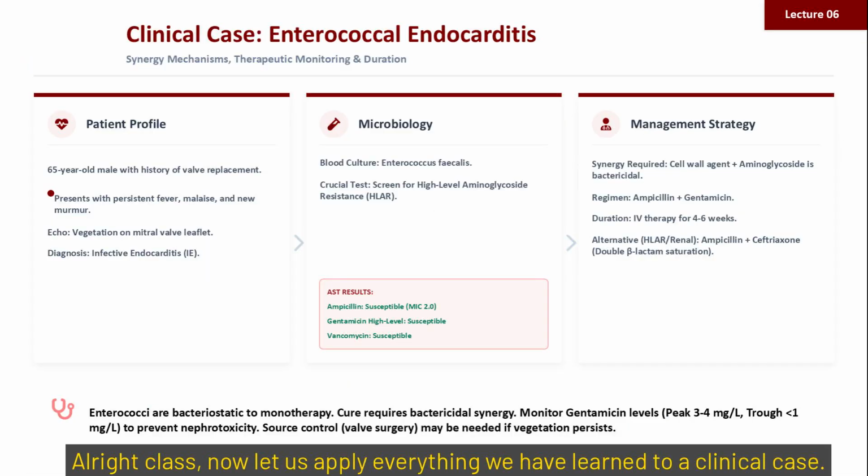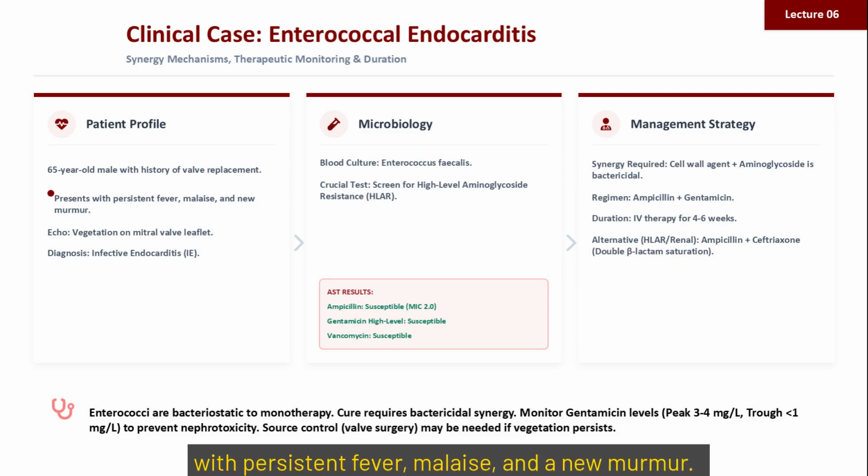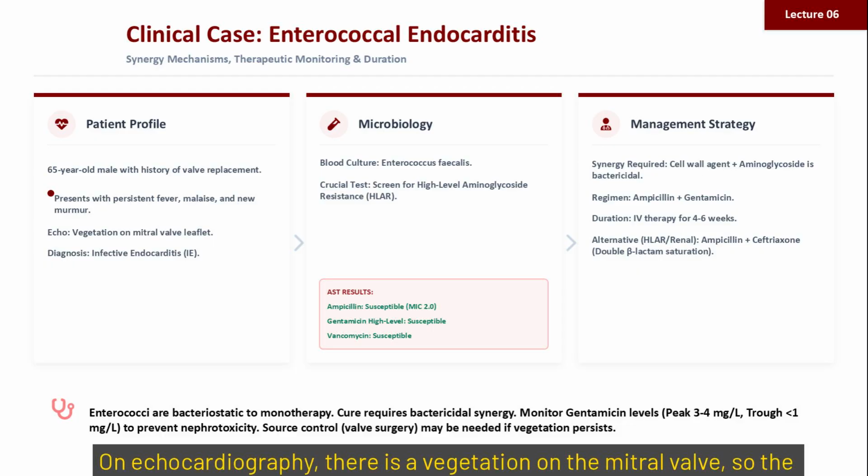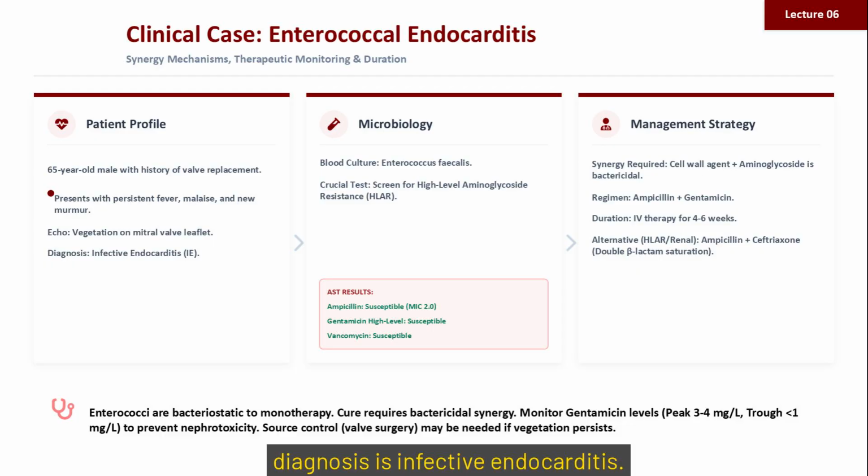Alright class, now let us apply everything we have learned to a clinical case. We have a 65-year-old male with a history of valve replacement. He presents with persistent fever, malaise, and a new murmur. On echocardiography, there is a vegetation on the mitral valve, so the diagnosis is infective endocarditis.